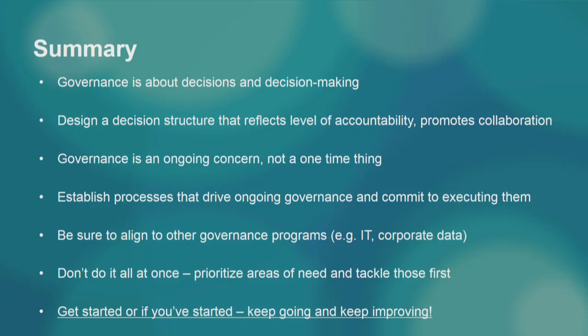Establish those processes that drive ongoing governance. Commit to executing them. Right? So again, it's a process, so make sure they're established, they're understood, commit. Be sure to align other governance programs, again, IT, information management, corporate management. Don't do it all at once. Especially don't try to say, oh, we're going to implement all 25 of these processes or something and hope to be successful. Prioritize, right? Start somewhere. But that's the main thing. Get started on it if you're going to.